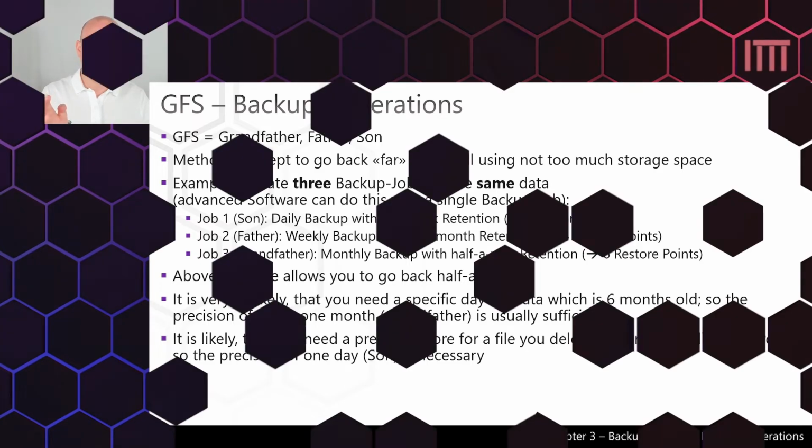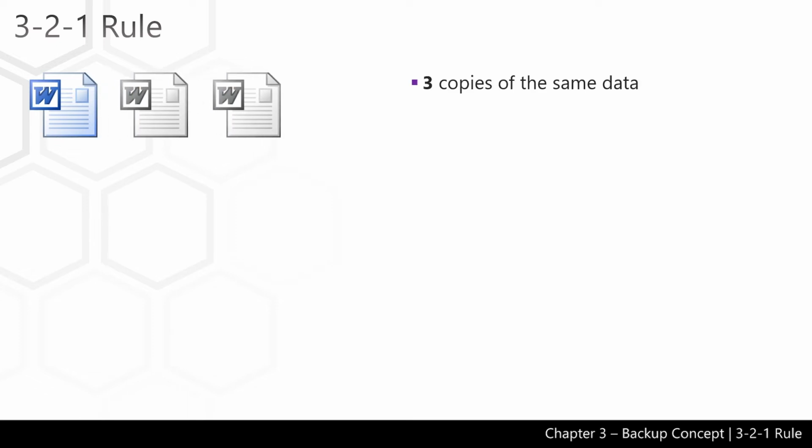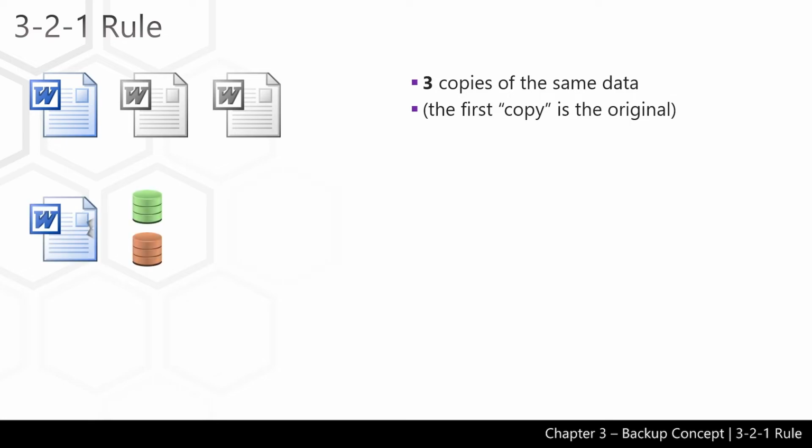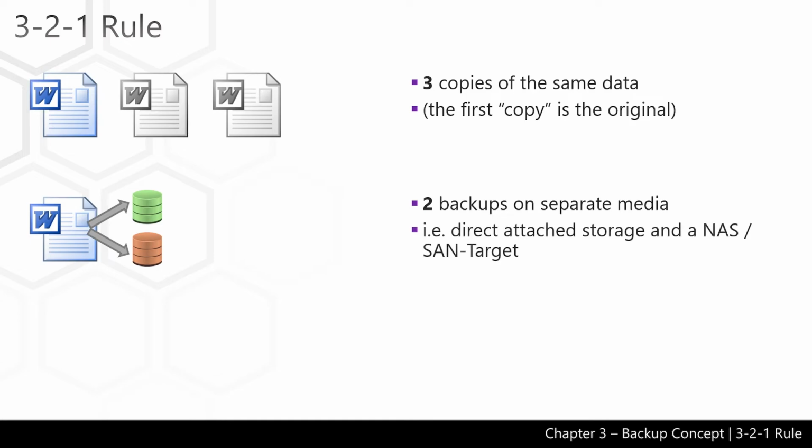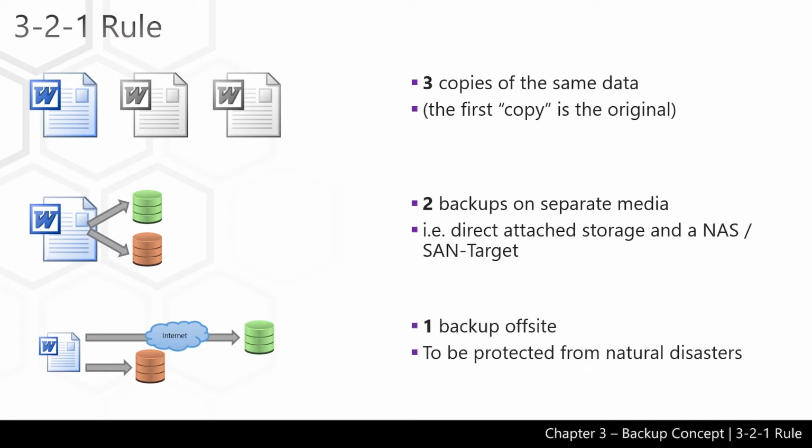Then we have another rule you really have to know about. It's the 3-2-1 rule. That means you have 3 copies of the same data, whereas the first copy is the original. You have 2 backups on separate media. For example, one directly attached storage and a NAS or a SAN. And you have 1 backup offsite. So you are protected from natural disasters.